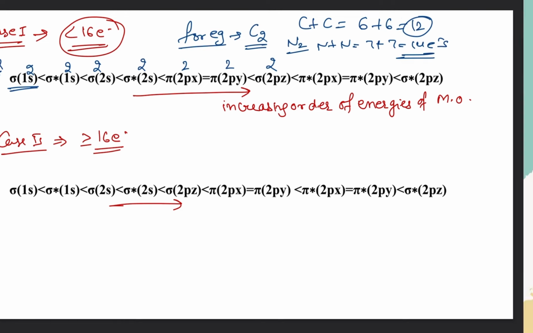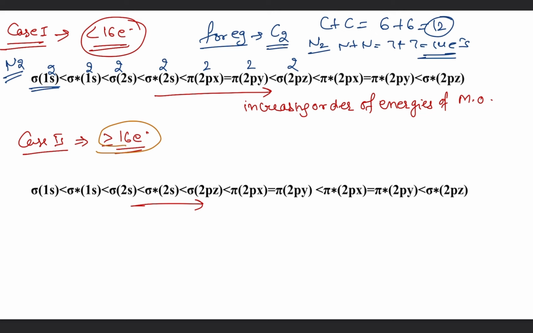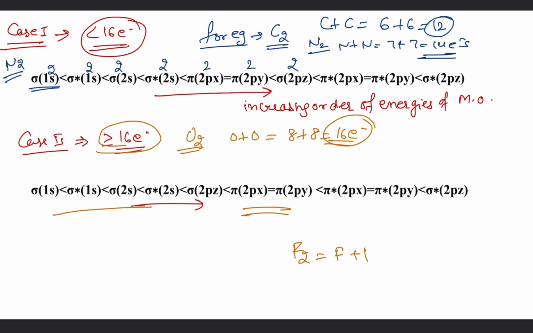Now if the total number of electrons is either 16 or greater than 16, then you have to write this. For example, we have oxygen, total 8 plus 8 is 16, so you have to fill 16 electrons in this electronic configuration. Then you can consider F2, F plus F, F is 9 plus 9, 18, so you have to fill 18 electrons in this configuration.